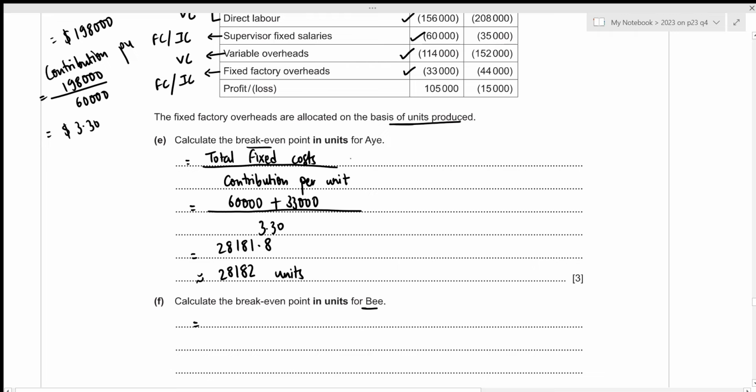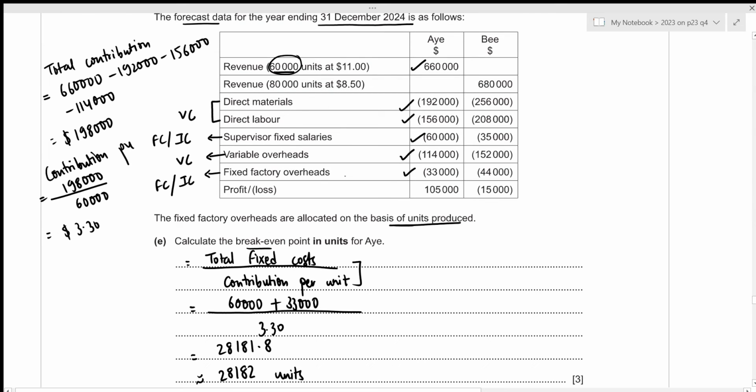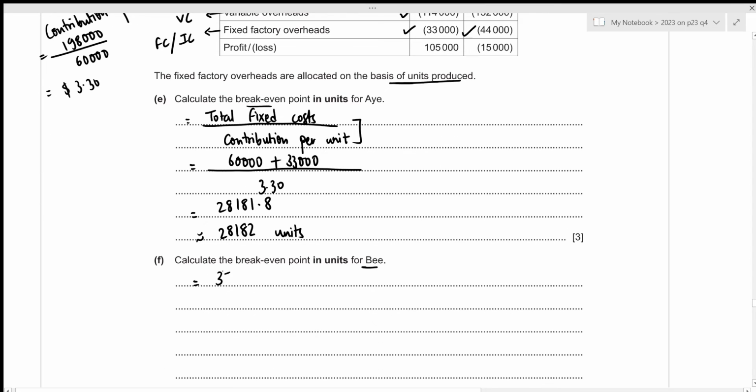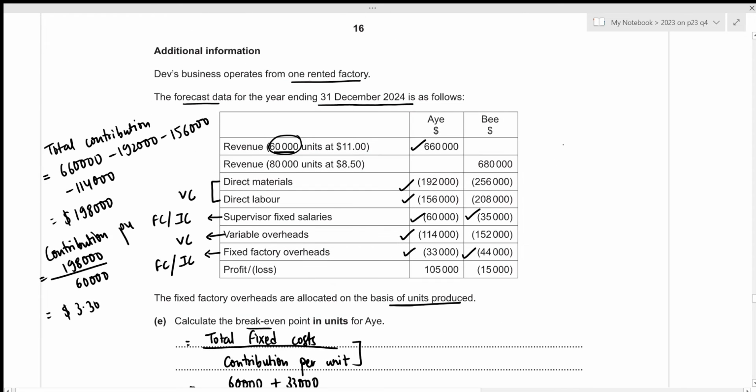Again, we can follow the same formula. We've already categorized the fixed cost to be 35,000 and 44,000. So that's 35,000 plus 44,000. We can repeat the similar process for contribution per unit. Let's calculate the total contribution. We have the revenue of 680,000. Then we have the direct materials of 256,000. We have direct labor of 208,000. And we have our variable overheads of 152,000. This results in the total contribution to be 64,000.